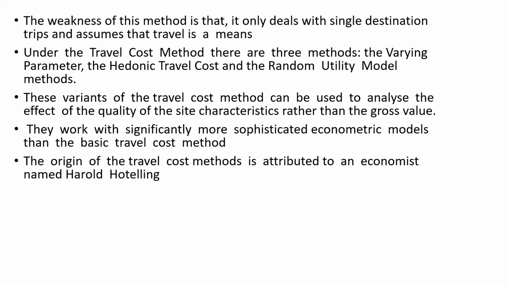The weakness of this particular method is that it only deals with single destination trips and assumes that travel is actually a means. Under this method there are three different variants: first of all, the varying parameter, then the hedonic travel cost method, and the random utility model.